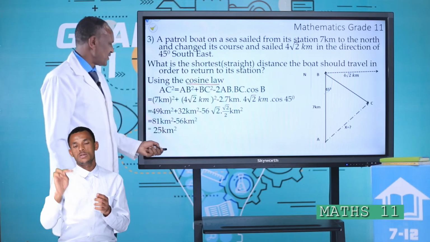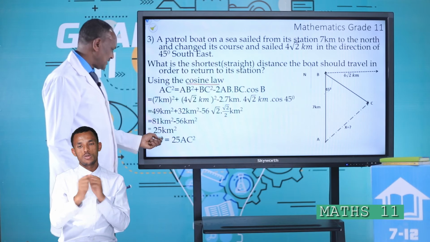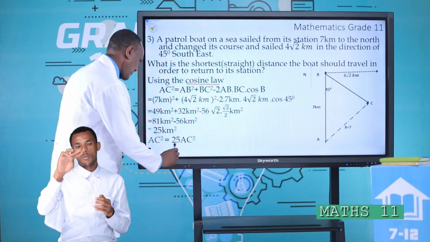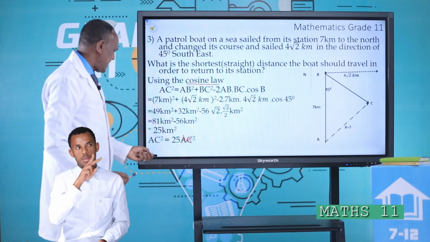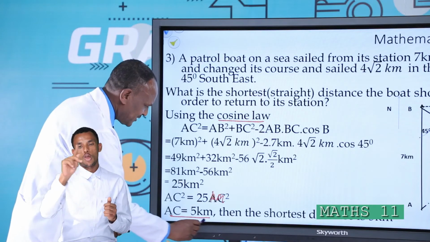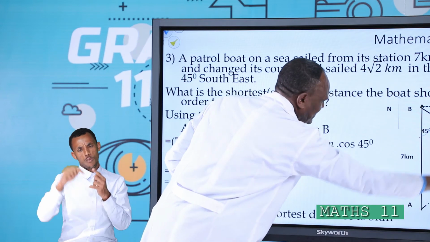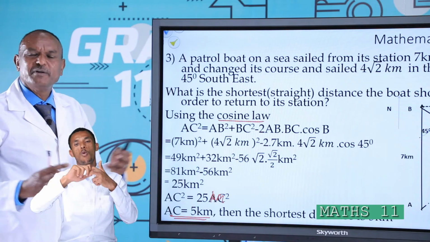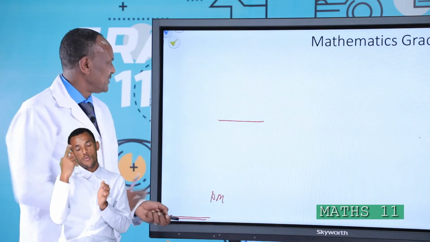But what is that 25 square kilometers? It is the value of AC squared. So you can solve: AC squared is equal to 25 square kilometers. Then you can solve for the value AC. AC is equal to 5 kilometers. The distance from the original position up to the final position, the distance between the two, will be equal to 5 kilometers. So this problem is solved by using the cosine law.